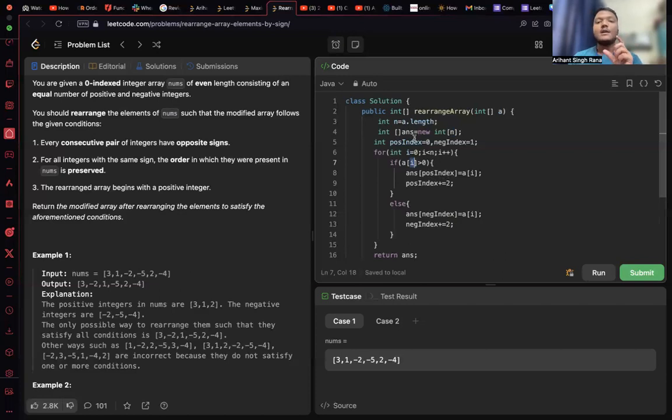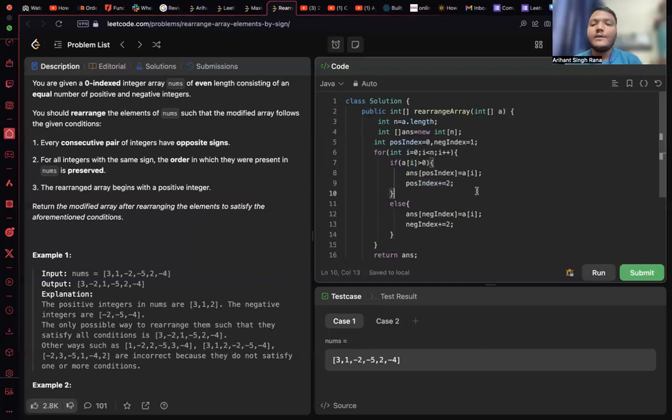Now the pos index is currently 0, so it would store the first positive element at index 0. After that, the updation command for the positive index is +2. As I told you before, to get the next consecutive even or odd number, we need to add 2 to the current number. If we add 2 to the current even number, we get the next consecutive even number, and if we add 2 to the current odd number, we get the next consecutive odd number.